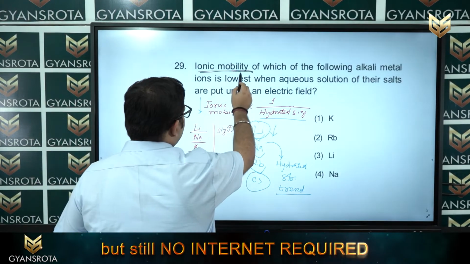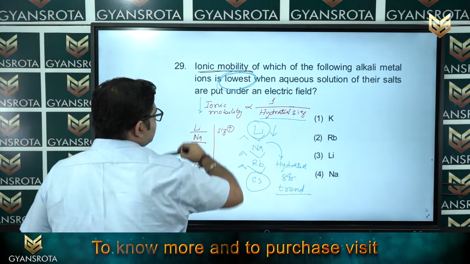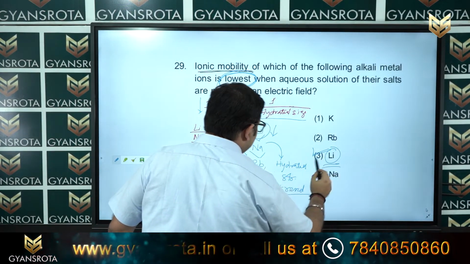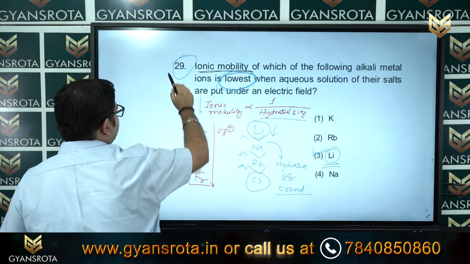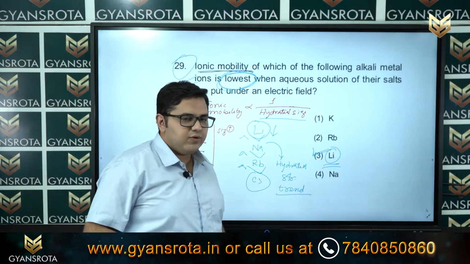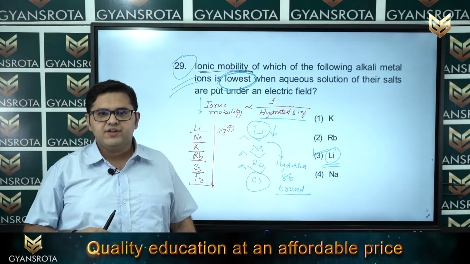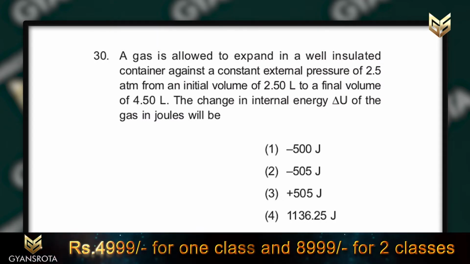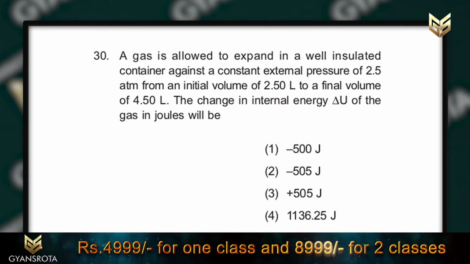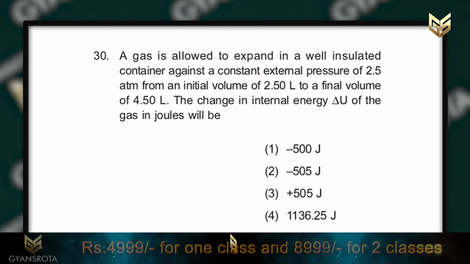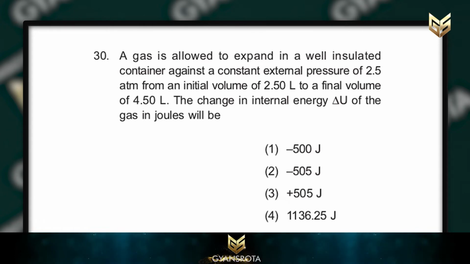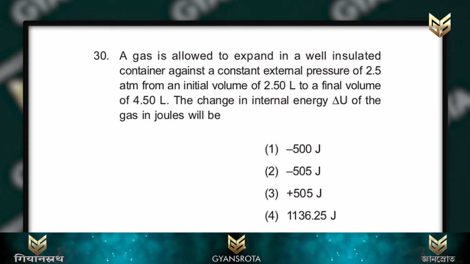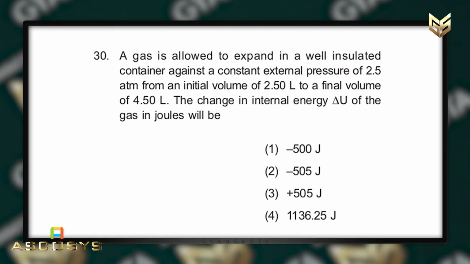So, they asked about the lowest. Which one is the correct option? Option number 3, that is lithium, which has the lowest ionic mobility, and this is the correct answer of question number 29. We are moving to another question, that is question number 30. Question number 30 is on your screen. A gas is allowed to expand in a well insulated container against a constant external pressure of 2.5 atm from an initial volume of 2.50 liter to a final volume of 4.50 liter.